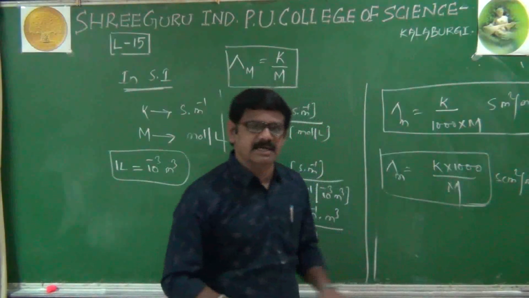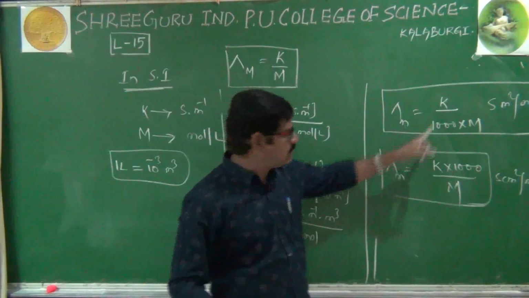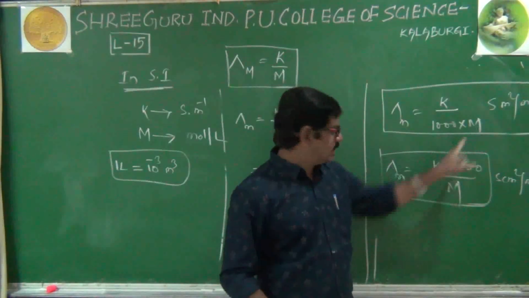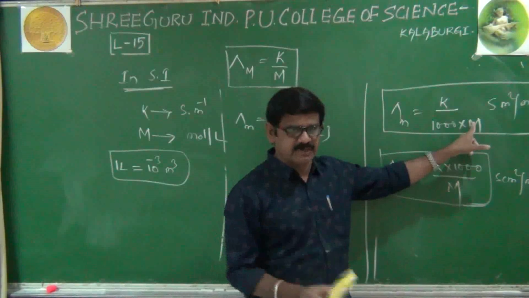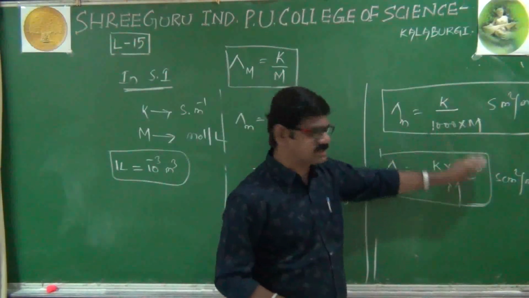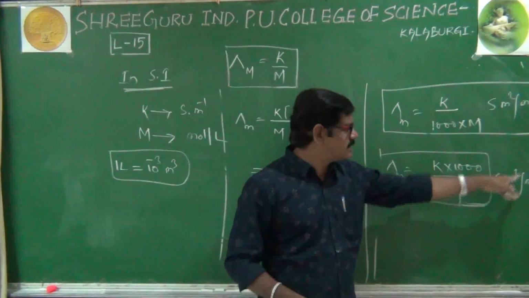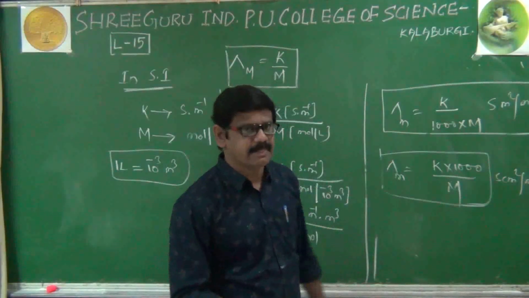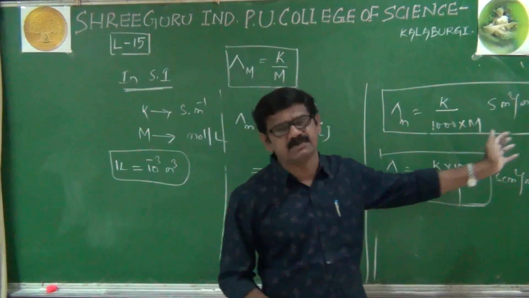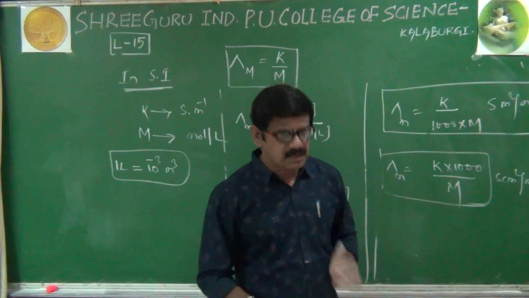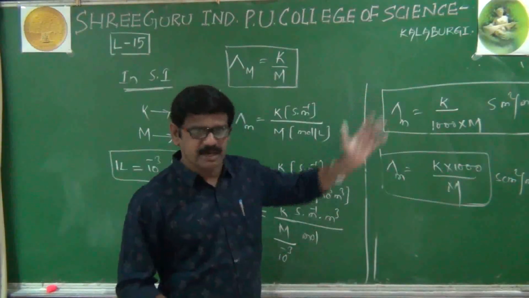Suppose in our question data the SI system is given, we have to use this formula: lambda m equals k by 1000 into M. Here it is k into 1000 by M, and there it is k by 1000 into M. That is the only difference. The 1000 placement is the only difference; the remaining is the same. Siemens meter square per mole, Siemens centimeter square per mole. That's it. These formulas are very important for both theory as well as competitive examinations. Now we will solve some questions based on this molar conductivity.